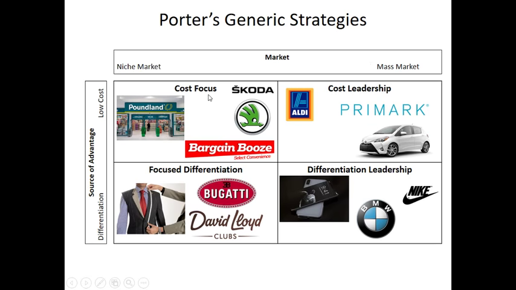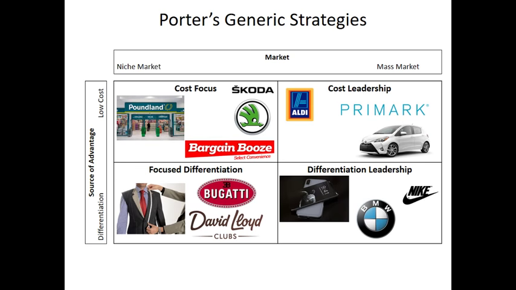We've got two axes: the market, the customers that we're selling to, and we can be selling to a niche market or a mass market. In other words, a small subsection within the mass market, or we can sell to the mass market itself. And the other axis is about whether we are selling a low-cost product, or a highly differentiated, probably more expensive product.